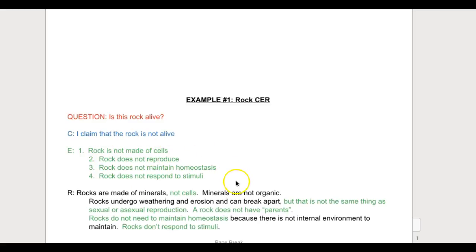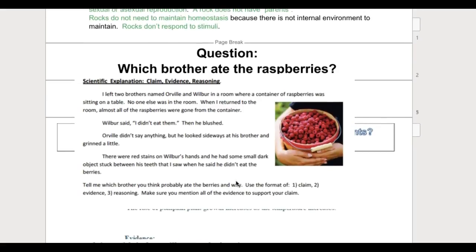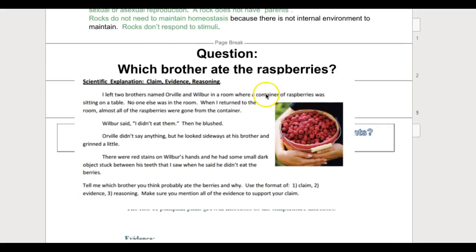Let's go ahead and look at another one. In this one, I have the question: which brother ate the raspberries? And this is the background. I left two brothers named Orville and Wilbur in a room where a container of raspberries was sitting on a table. No one else was in the room. When I returned to the room, almost all of the raspberries were gone from the container.